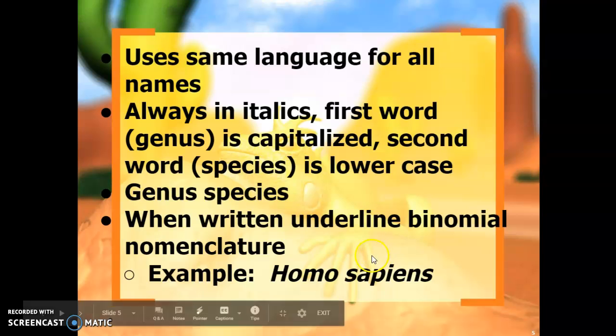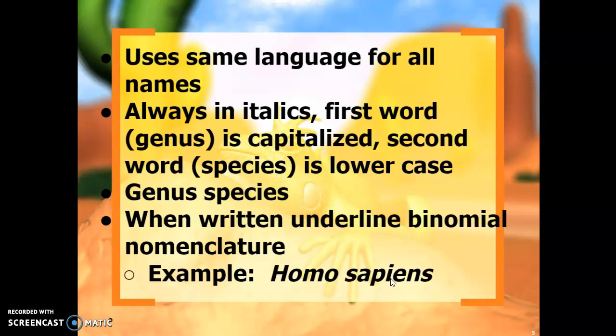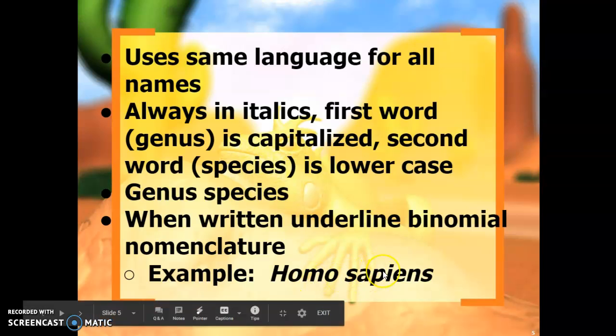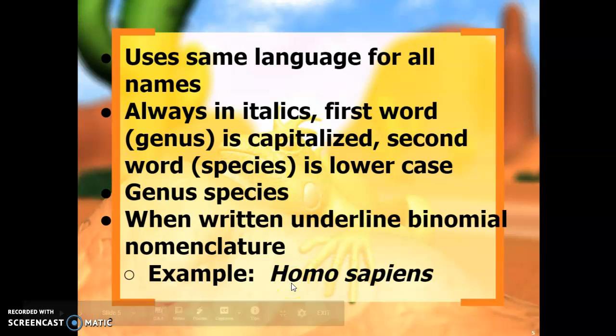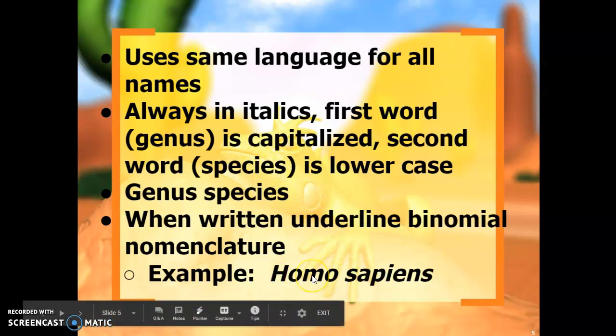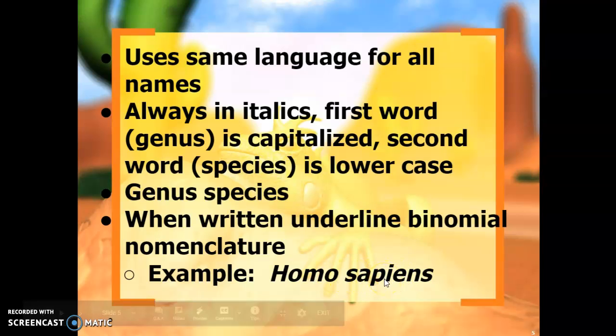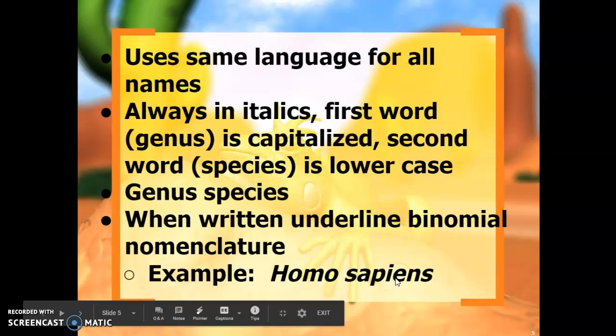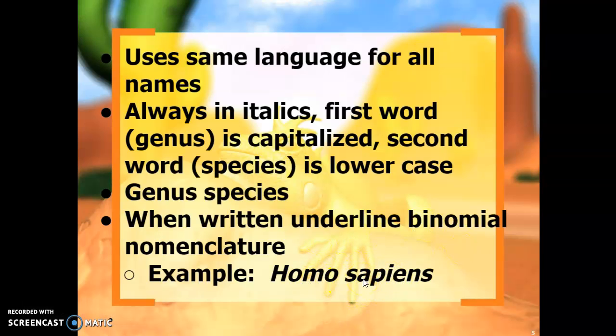So this is an example of a binomial nomenclature. Another term also is the scientific name. For Homo sapiens, as humans, Homo is the genus. The genus is always capitalized. Sapiens is the species, and species is always lowercase, and it's italicized. If we were writing this, we would underline it.